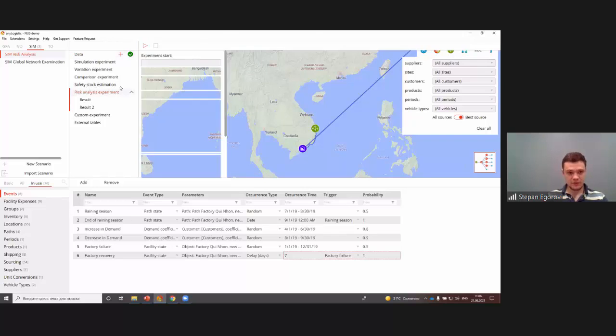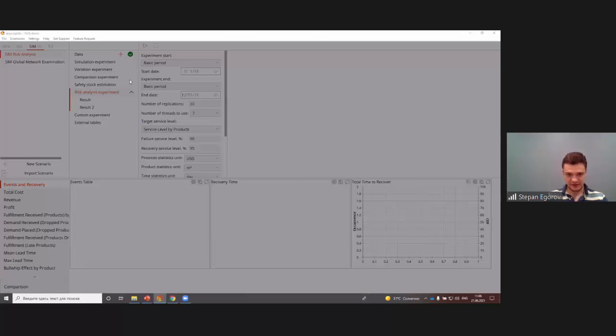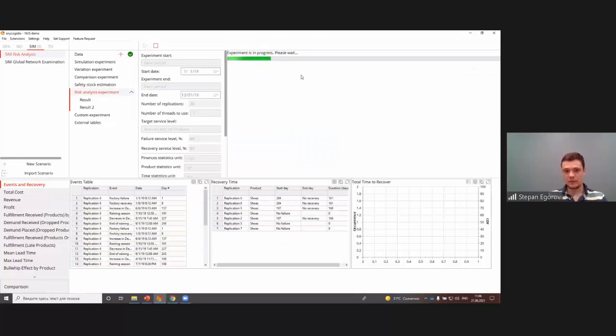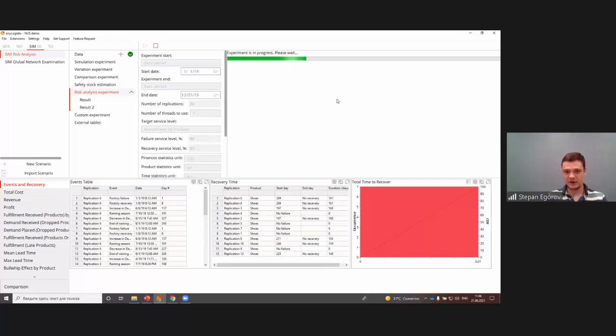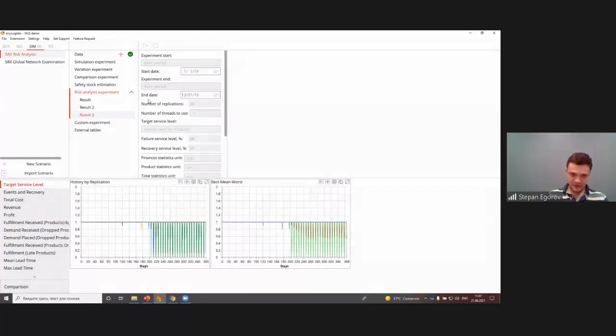So let's run the risk analysis experiment and see how these random events might impact our supply chain. So we're running this scenario 30 times, and in certain runs, the random events will occur. In certain runs, they will not occur, and there will not be risks. So we understand this way how risks affect the performance of the supply chain.